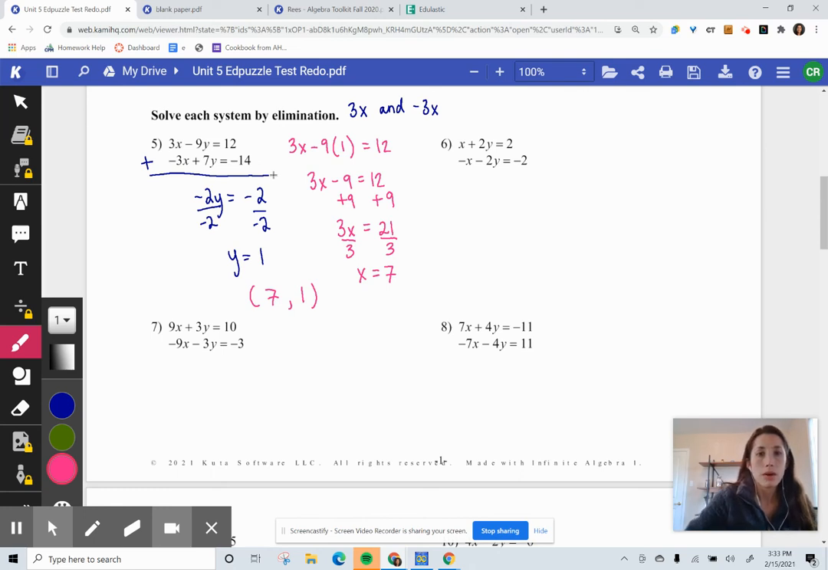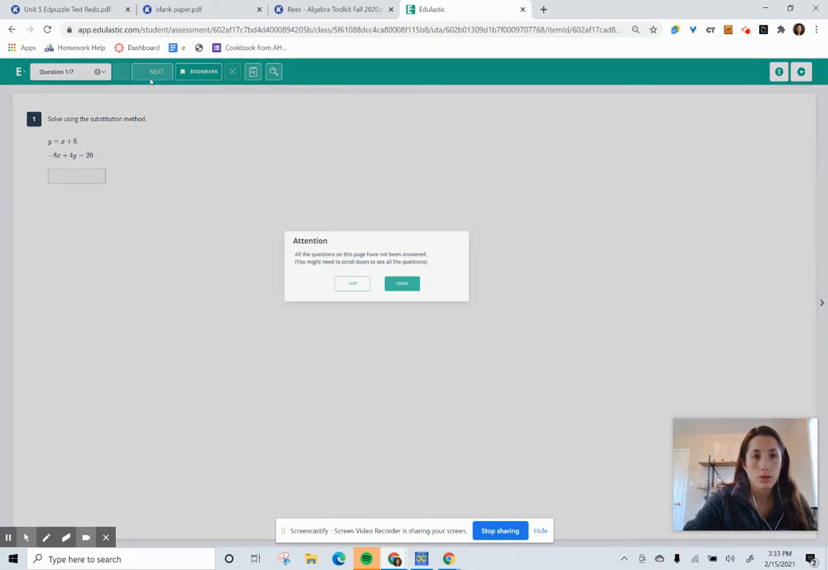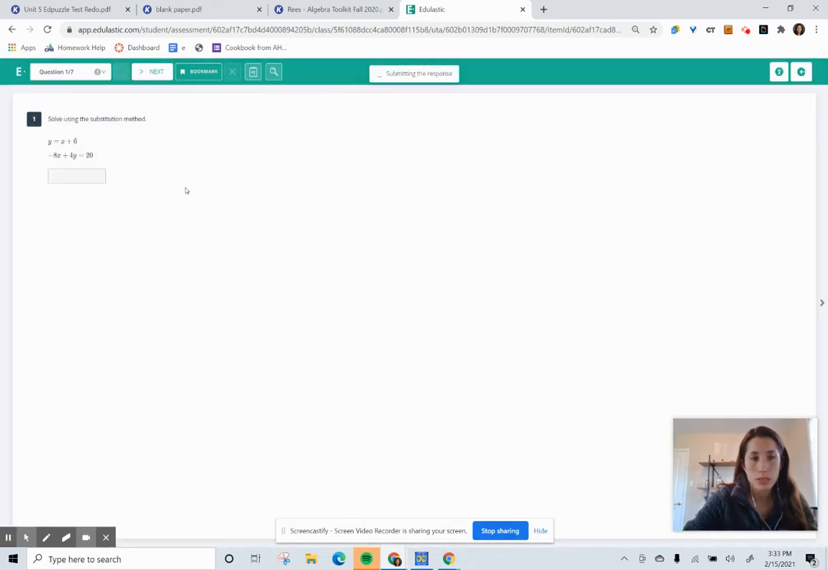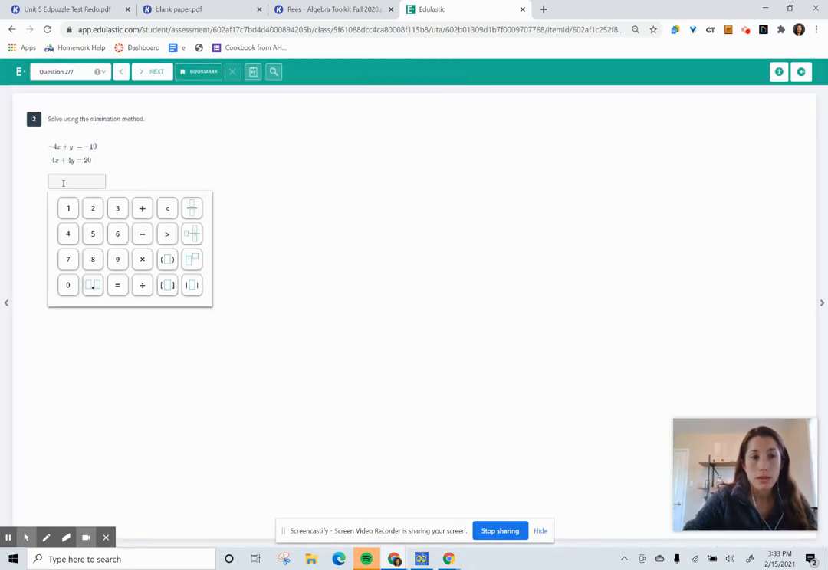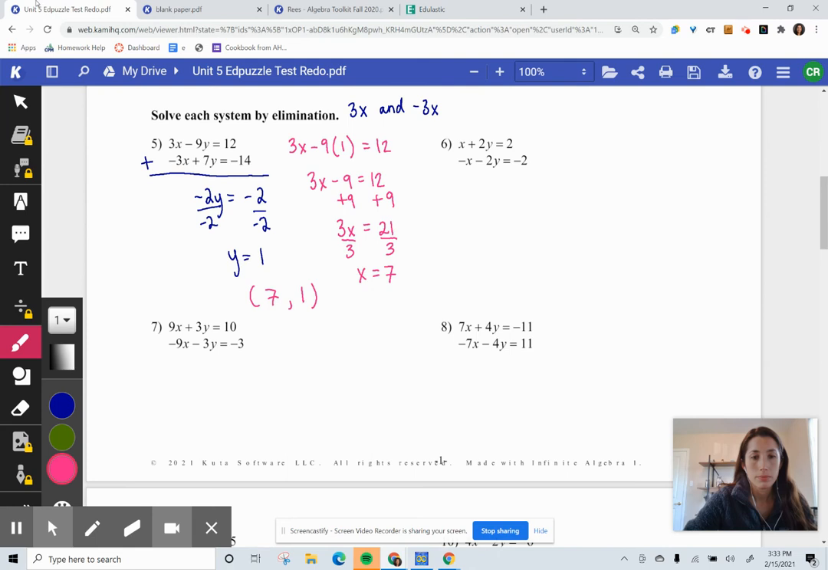Okay, now going back to Edge Elastic. So you're going to go in Edge Elastic and you're going to go to question number 2. And you are going to type your answer in here for your x and y as a coordinate point. All right, and then we're going to try the special cases for these two problems with elimination.